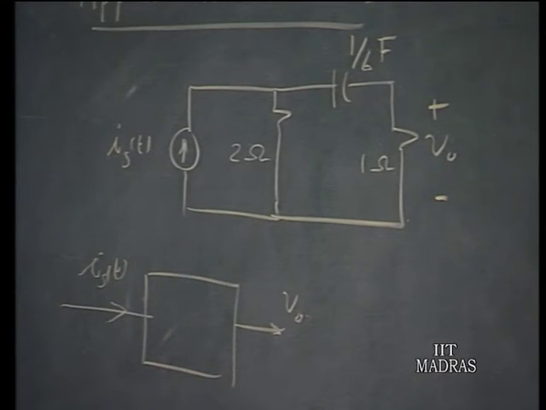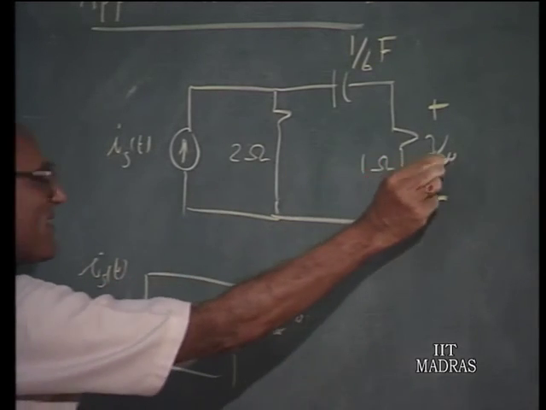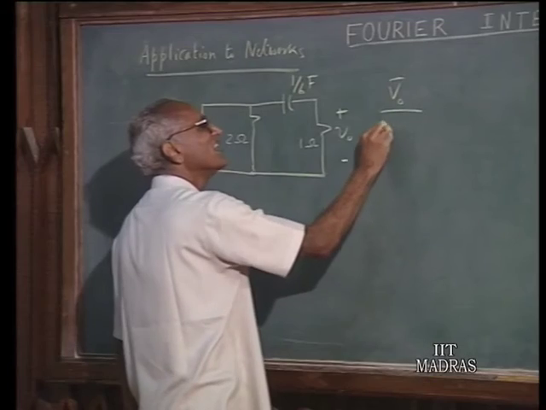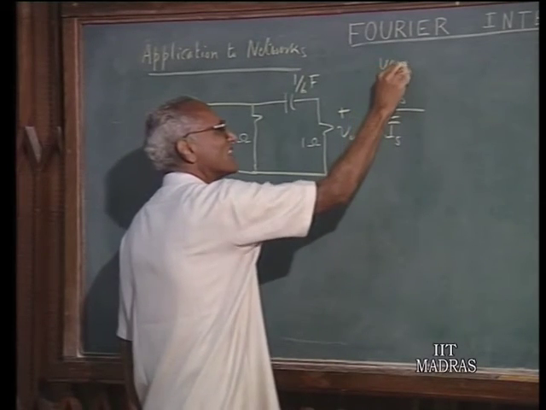So, from steady state theory we would like to find out what is the H of j omega for this. What is the ratio of the phasor for V naught to the phasor for I s? That is, V naught phasor over I s phasor under sinusoidal steady state.